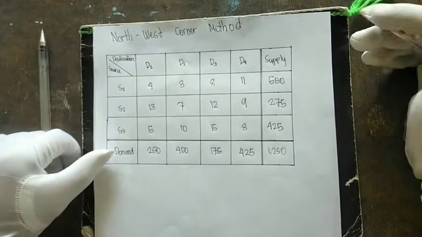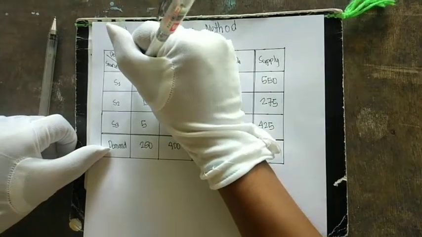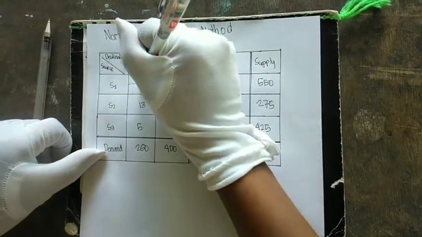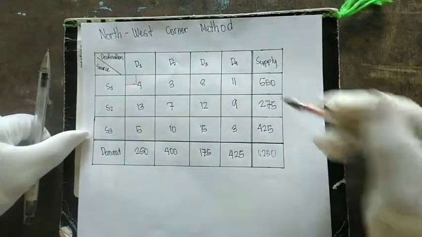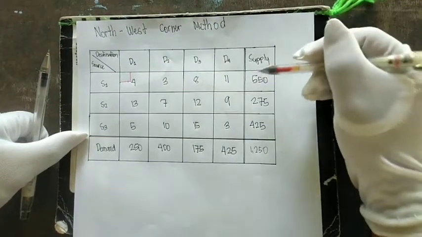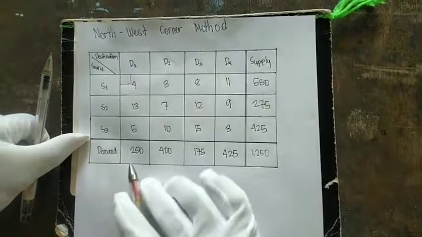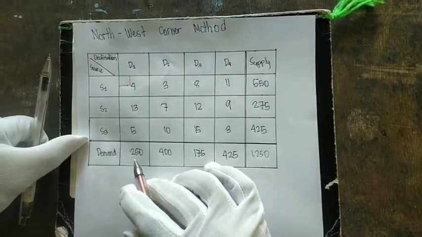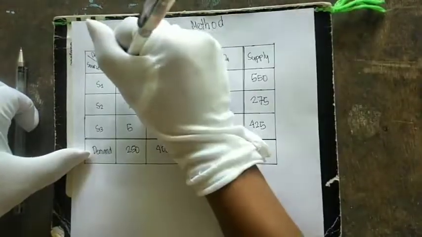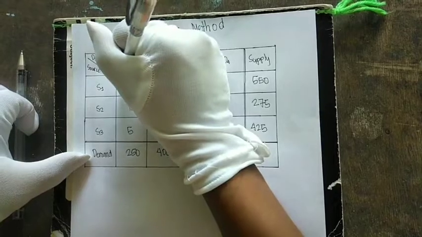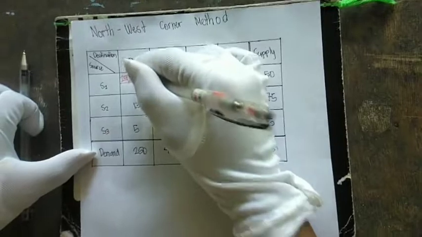So our first step, we will start in this cell, because this is the northwest corner method. So we must see the supply. Our first supply is 550 and the demand is 250. So 250 will be our allocated cell. So this will be 250 in this area.